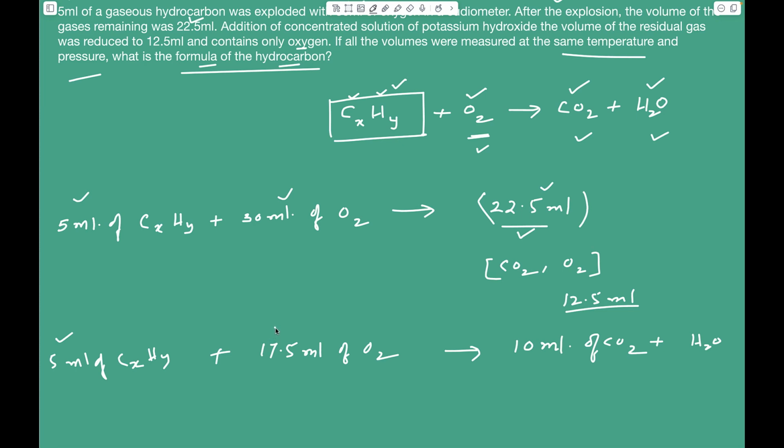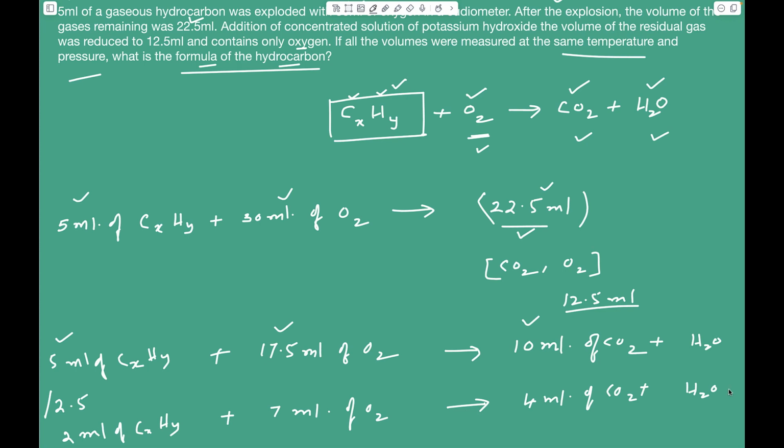And between these three volumes, the common factor is 2.5. And if we divide them with 2.5, then here we would have 2 ml of CxHy, 5 over 2.5 is 2, plus 17.5 over 2.5 is 7, so 7 ml of oxygen, and 10 over 2.5 is 4, so 4 ml of CO2, and of course some unknown volume of water vapor.